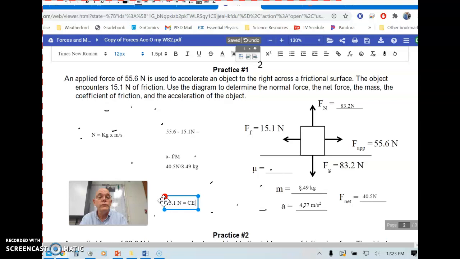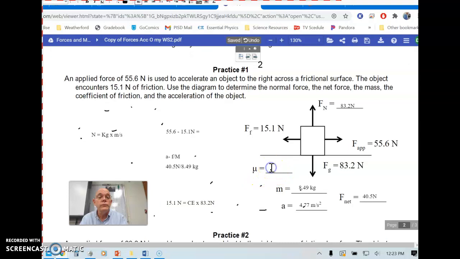Okay, and that's times the normal force, which is 83.2 newtons. So if I were to solve this, I'd divide both sides by 83.2. So 15.1 divided by 83.2 is going to be equal to the coefficient of friction. It's usually a pretty small number because it's just a number to give an idea of how smooth or rough a surface is. In this case, it should come out to 0.181.